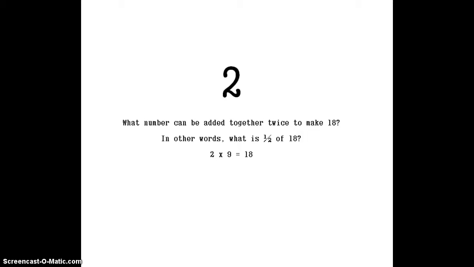Now let's investigate with the number 2. What number can be added together twice to make 18? In other words, what is 1/2 of 18? Now we know that 18 divided by 2 is 9, and we know that multiplication is the opposite of division, right? So we know that 2 times 9 equals 18, just like 18 divided by 2 equals 9. So this means that 2 times 9 equals 18, so that means that both 2 and 9 are multiples of 18.